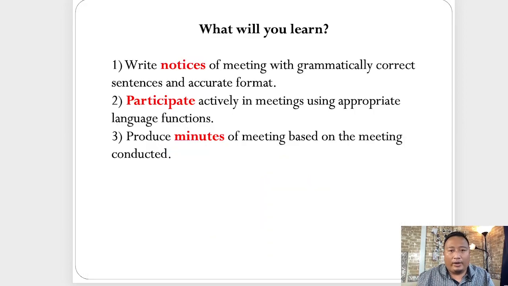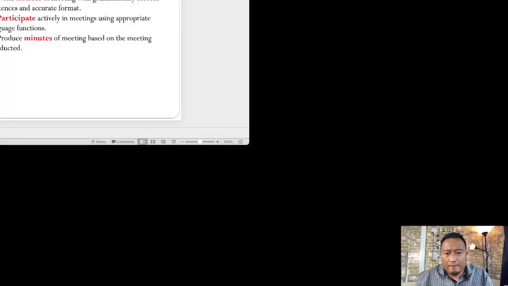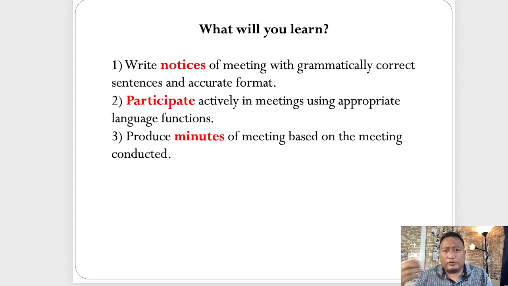All right, so what you will learn from this slide is basically to write notices of meeting with grammatically correct sentences and accurate format, participate actively in meetings using appropriate language functions, and the last one, produce minutes of meeting based on the meeting conducted. These are the three things that you need to learn based on this whole topic.